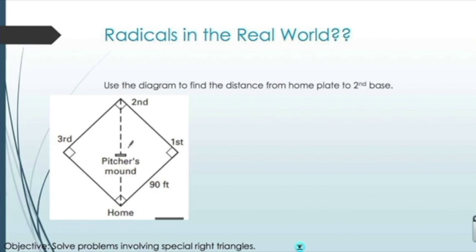I don't see a triangle, Miss Wooten. I just see a diamond. Okay, well, yes, but it's kind of like a square, right?